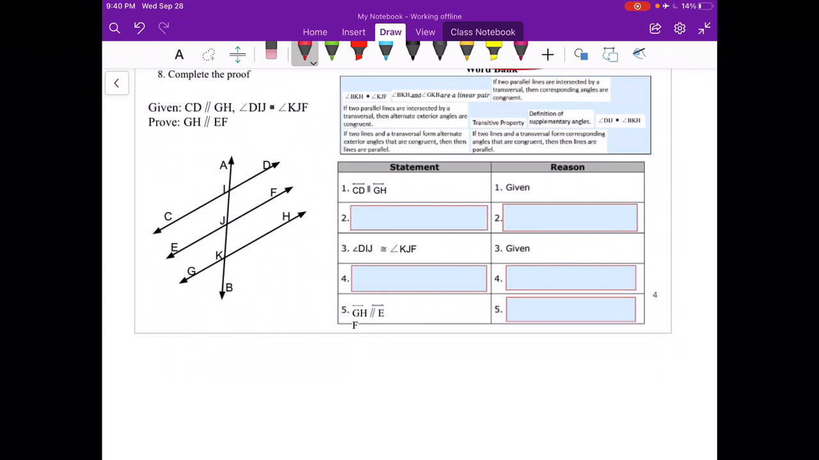Now, for number 2, if we're given that CD is parallel to GH and that angle DIJ is congruent to angle KJF, the only statement that makes sense here is that angle DIJ is congruent to angle BKH. Like I said, since we do not know yet that GH is parallel to EF, this is the only thing we can assume as of right now.